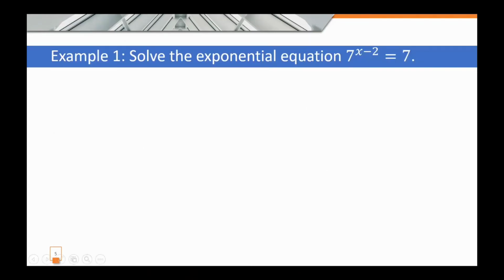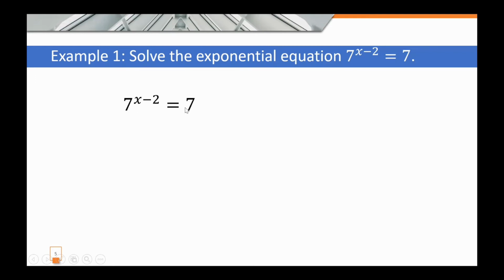Let's have example number 1. Solve the exponential equation 7 raised to the quantity x minus 2 equals 7. Take note of the given, which is 7 raised to the quantity x minus 2 equals 7. Ang una mong gagawin ay dapat maging pareho yung base sa left side ng equation at yung base sa right side ng equation. Since dito sa given, ang base sa left side ay 7 at ang base naman sa right side ay 7, meaning you're done with your goal. That is to make the bases equal.